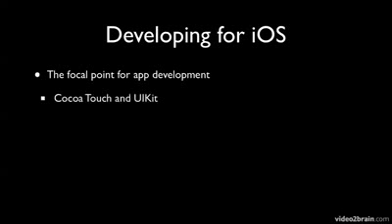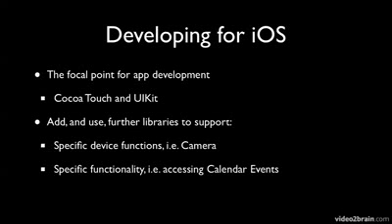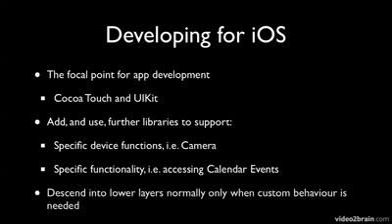So when we're developing applications for iOS, we're really looking at Cocoa Touch and UIKit. This is the focal point of our app development. We will add and use further libraries to support further functionality, so specific device functions such as camera, etc., and accessing calendar events using specific libraries, specific frameworks. And we'll only normally descend into the lower layers when we need to develop some sort of custom behavior. Now we'll be talking about some of that on the course, but we'll also be talking about Cocoa Touch and UIKit level work as well.